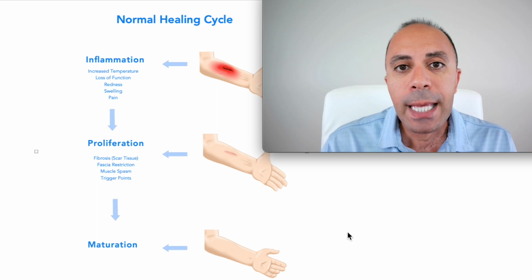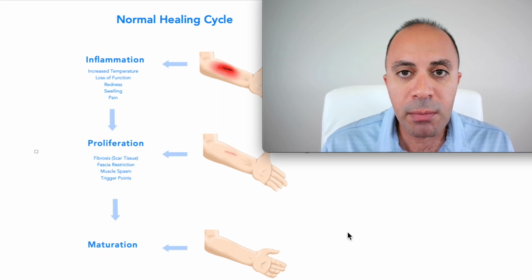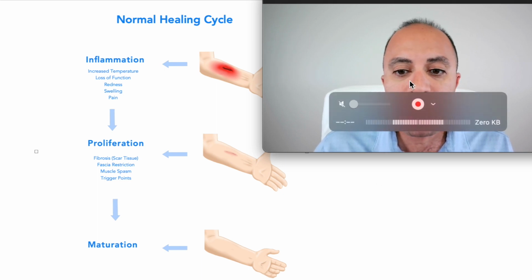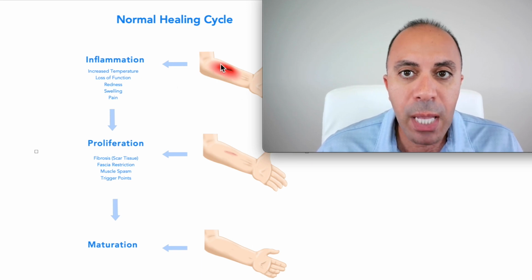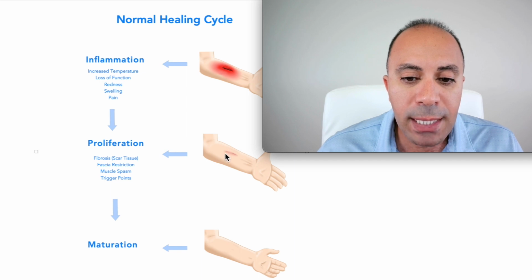The first stage of healing is called inflammation. That's when you start to have swelling, redness, and the blood starts to rush to that area, and you can see it here with the paper cut. The second stage of healing is called the proliferation stage. That's when your body starts to build scar tissue. You can see it here.